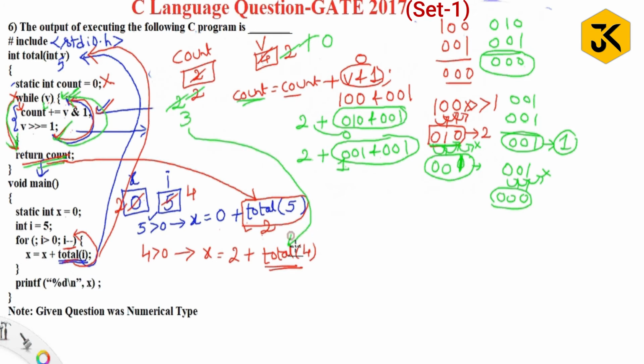3 will be moved to this total of 4. Now total of 4 is replaced with 3. 2 plus 3, 5. That 5 will be replaced with x value. Now x value is 5. Now this statement is complete. Now cursor will move to the decrement operator. Decrement 4 by 1 means 3.